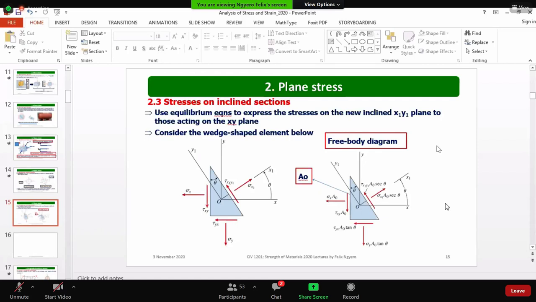The task here is to make sigma x1 the subject and tau x1y1 the subject. The result will be an equation that you can use to compute the normal stress along x1 and the shear stress along y1, just like that.